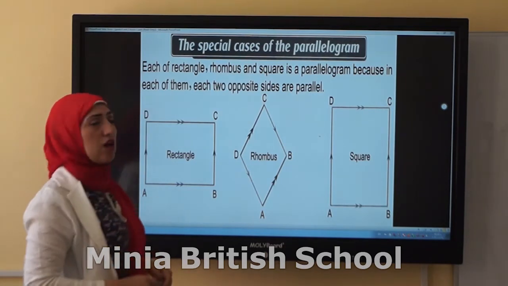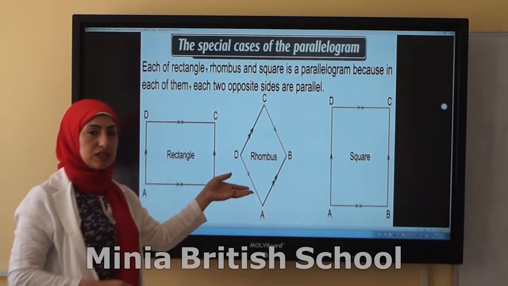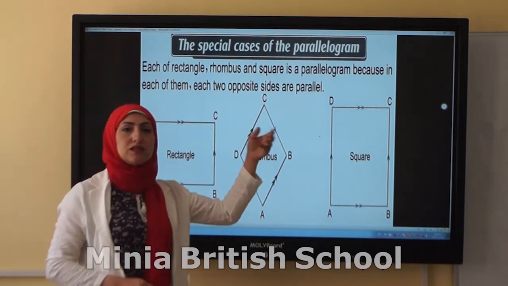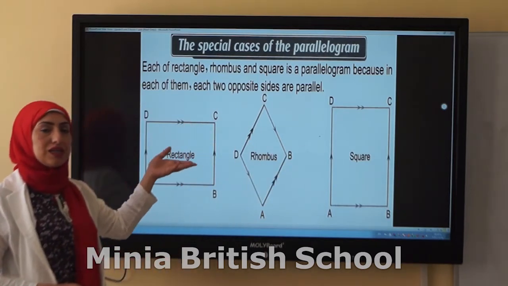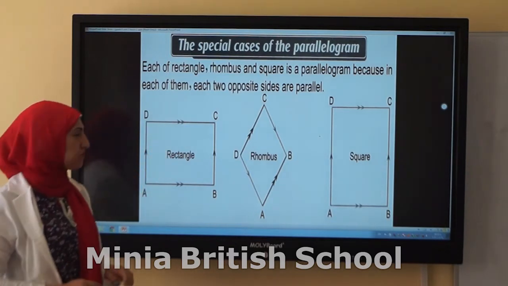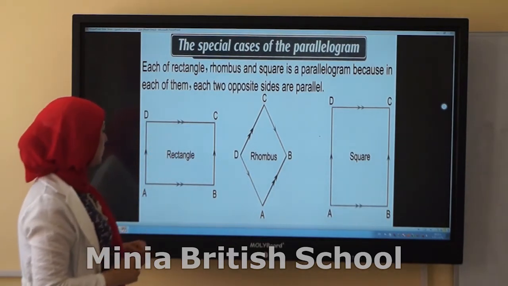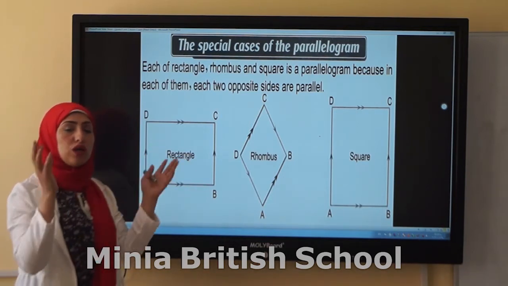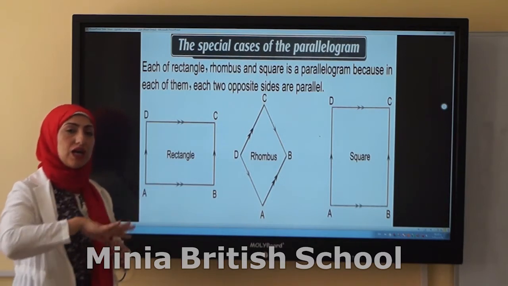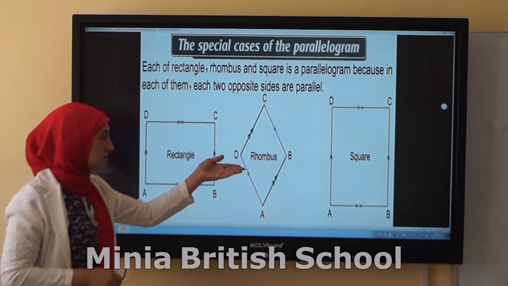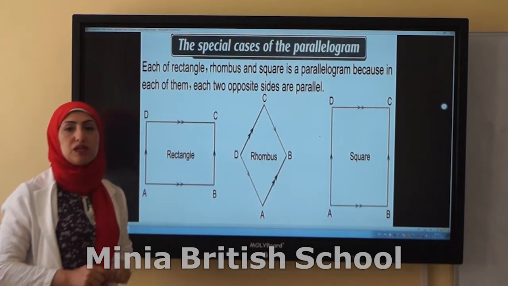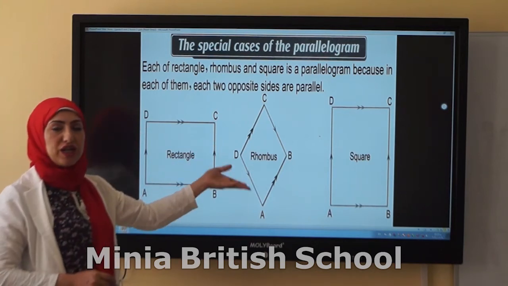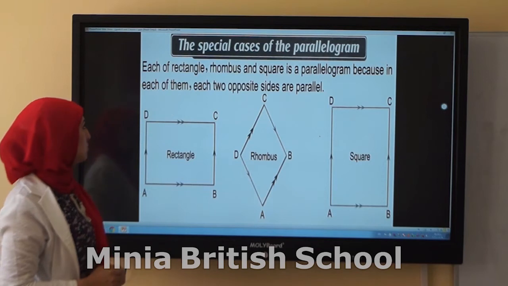The special cases of the parallelogram. There are special cases, okay, which are rectangle, rhombus, and square. Each one is a case of the parallelogram. Let's see what the meaning of this is. The rectangle has all the properties of the parallelogram and some additional properties. The same in the rhombus and the same in the square. So, these are the special cases of the parallelogram.